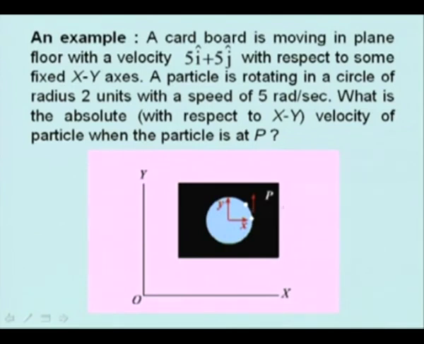The question is, what is the absolute velocity, that means with respect to the XY frame, of the particle when the particle is at point P? This is the velocity of the particle P that has been shown here. We can attach an axis system xy which is translating with respect to capital XY. This moving axis system has been indicated by red lines.